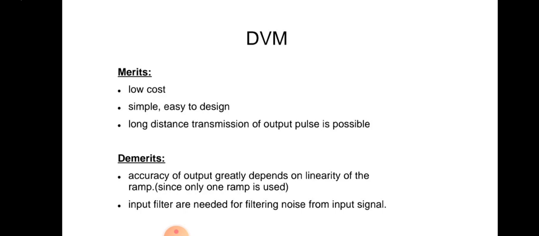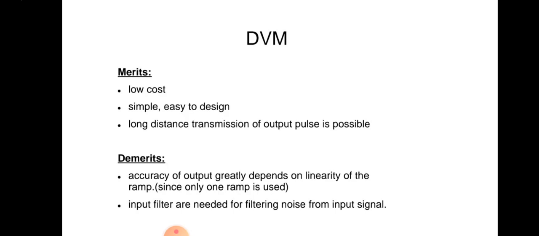Now we will see the merits and demerits of the digital voltmeter. The first merit is that it is of low cost, simple and easy to design, and long distance transmission of the output pulse is possible in a digital voltmeter. The demerits, that is the disadvantages, of the digital voltmeter: the accuracy of output greatly depends on the linearity of the ramp, since only one ramp is used.